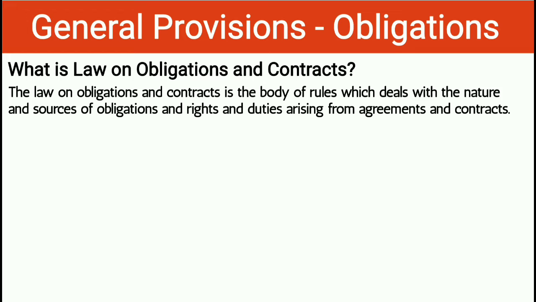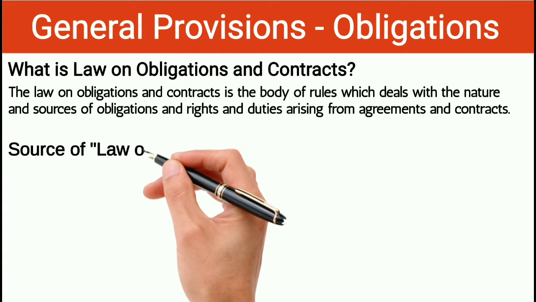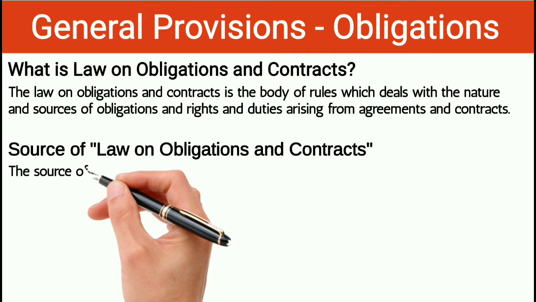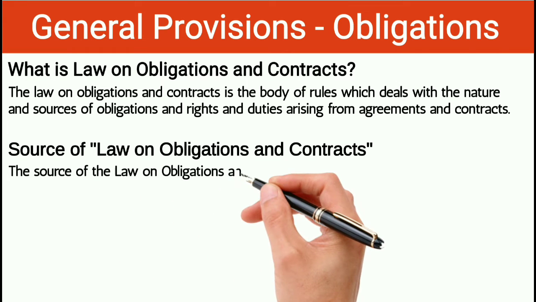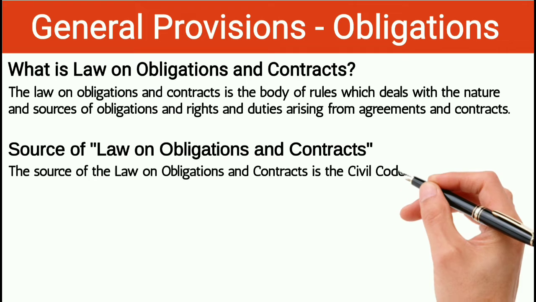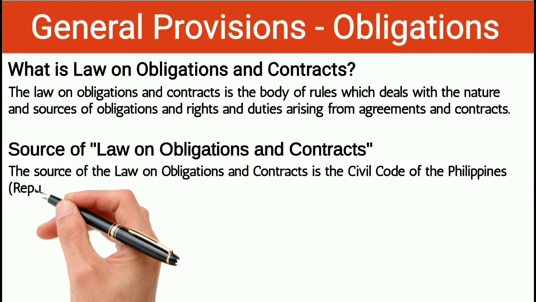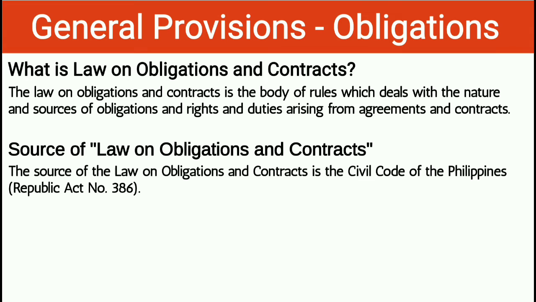Now, the question is, if we will study relevant articles of law governing the obligations and contracts, saan natin mahahanap yung articles of law na yan? In order to answer that question, we need to know the source. And the source of the law on obligations and contracts is the Civil Code of the Philippines, or the Republic Act number 386.